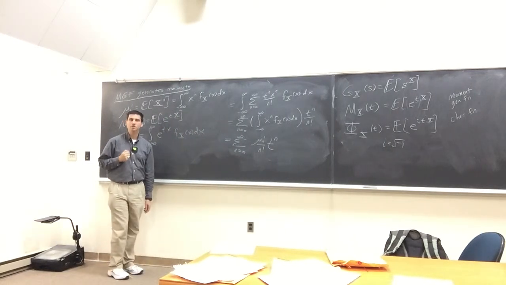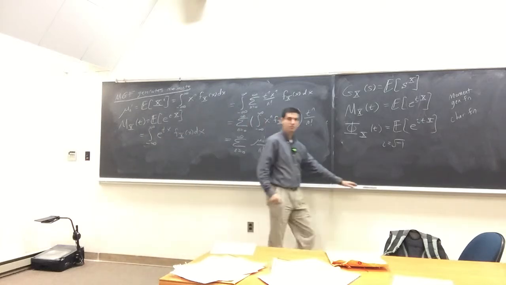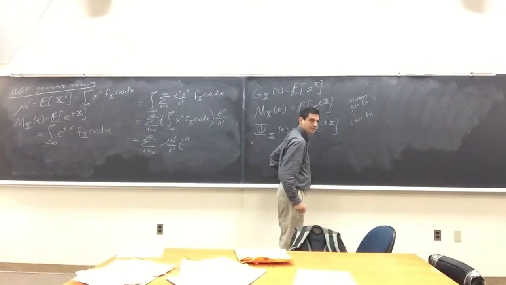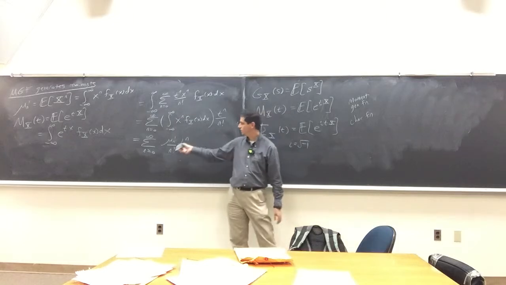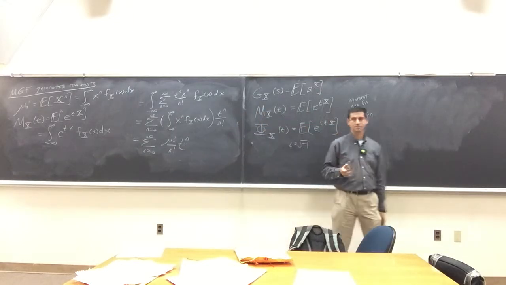And this is why we call it the moment generating function. And so if you take a couple of derivatives, you'll see the n will come down and cancel the n factorial. And that's going to be extremely nice.